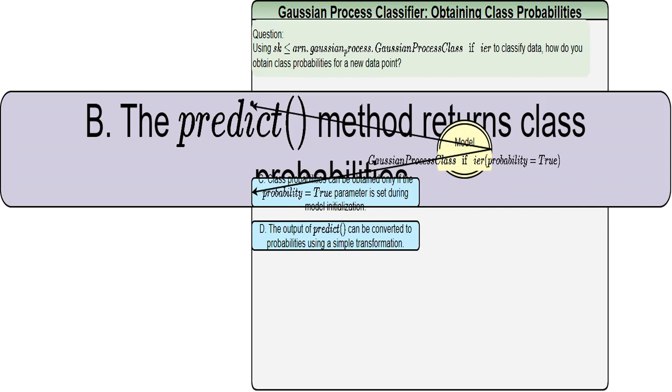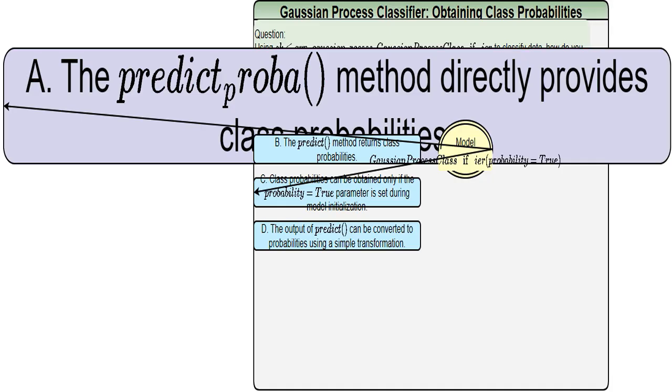This statement is incorrect. The "predict" method only gives you the predicted class labels, like cat or dog. You can't directly change these labels into probabilities. You need "predict_proba" for that. It's like trying to turn apples into oranges. You can't simply change them.